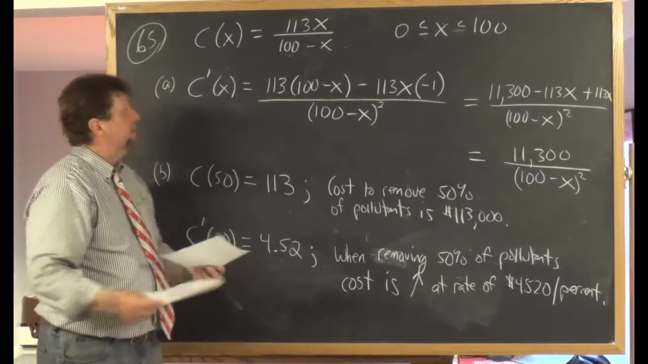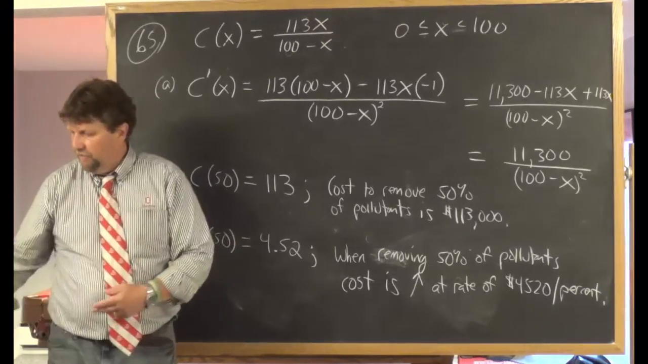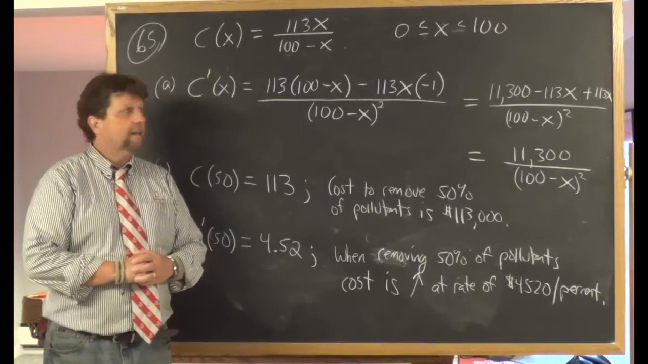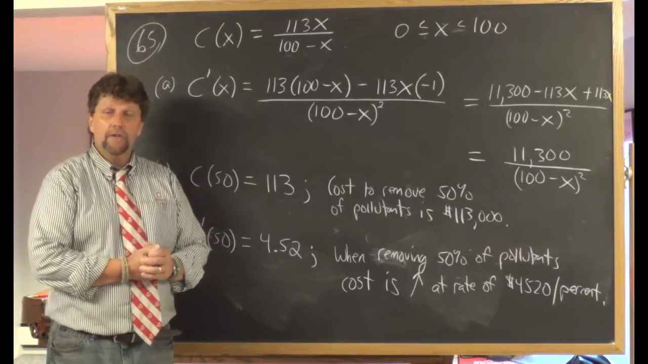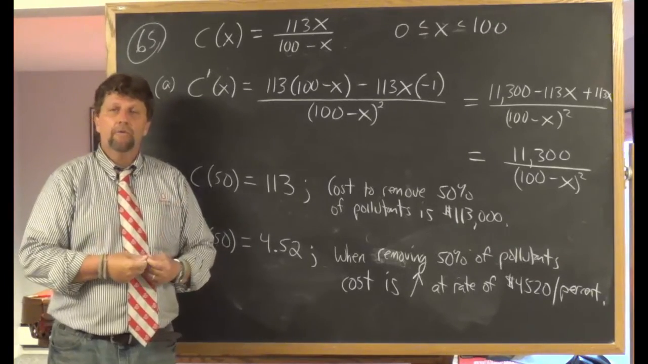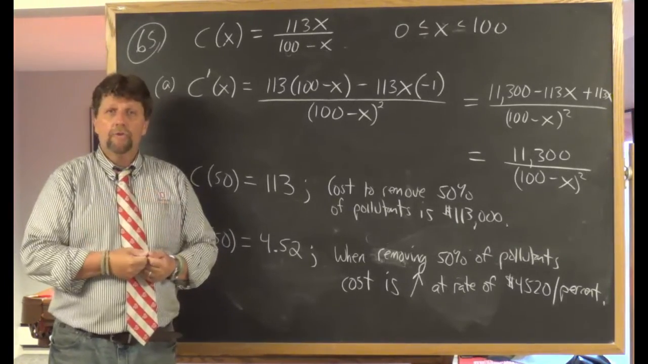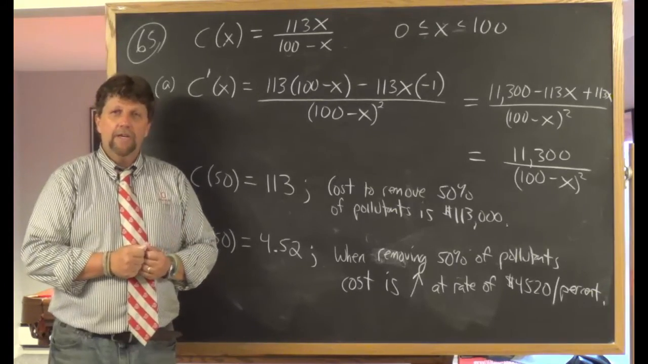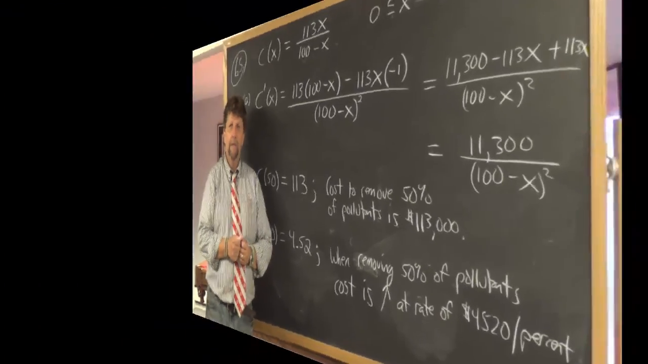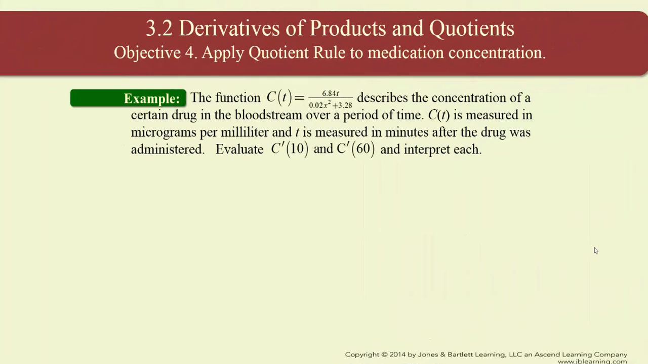So hopefully you got that for number 65, and hopefully you feel pretty confident now about cranking through the homework in section 3.2. Practice using the product rule and the quotient rule. So that's it for section 3.2. Thanks for watching. All right, hey, we did this example, and we also did number 65, which was another application.